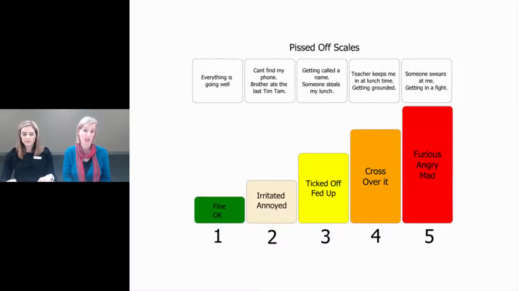This chart is another version of the similar sort of chart. Again, it's got the colours, the numbers, the words. So there's some things there the client can choose from.